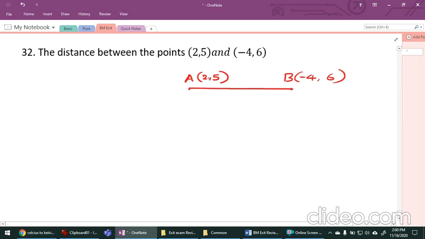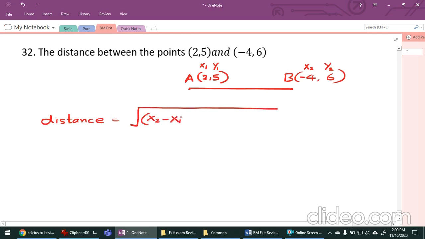1000 kilometers, like that. Okay, for this point I should write x1 and y1, and for this x2 and y2. Now we have the rule for distance. What is the rule? Distance is the square root of (x2 minus x1) whole square plus (y2 minus y1) whole square. Now just put the values here.